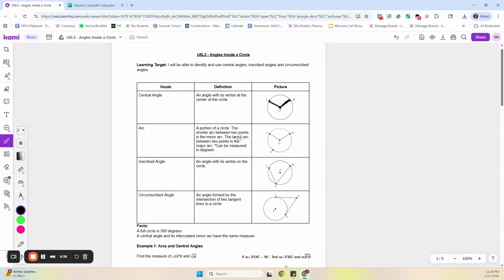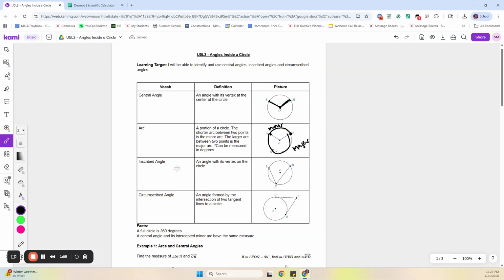So the shorter arc between 2 points is the minor arc. So like right here, I can see 2 points. The shorter distance is called the minor arc. And then the longer distance between those 2 points is called the major arc. Now, the degrees of an arc can be measured in degrees. And that's kind of what we're going to be based off today.